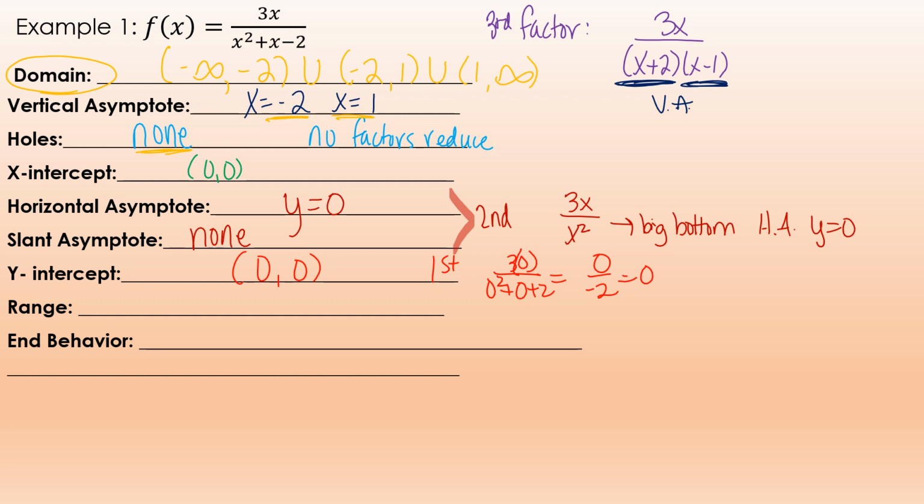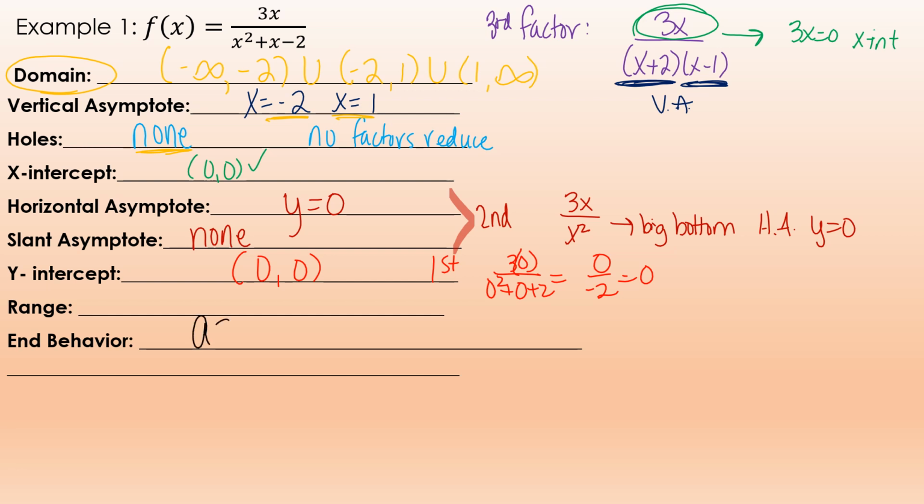Okay, and then our last thing that we can get from our function: look at the numerator, set it equal to 0, and it will give you an x-intercept. And again, in this case, our x-intercept is (0, 0), and that was the same as our y-intercept. I personally like to get the range after I've looked at the graph, just to double check. I'll show you how we can get that, and also our end behavior.